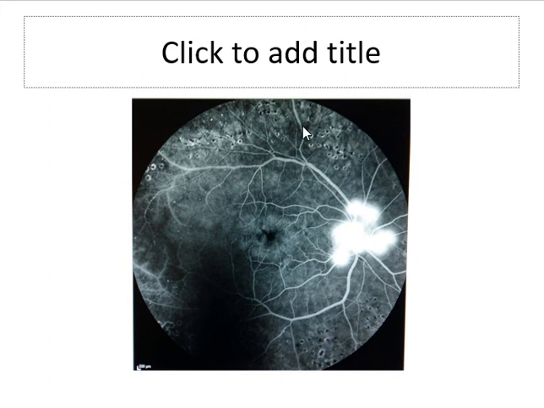You can see panretinal photocoagulation laser scars above and below the superotemporal blood vessels. You can see some leakage in the macular area suggestive of diabetic maculopathy.